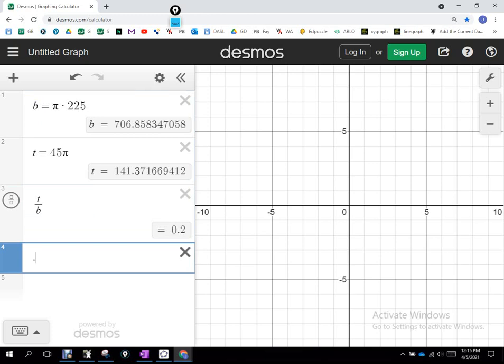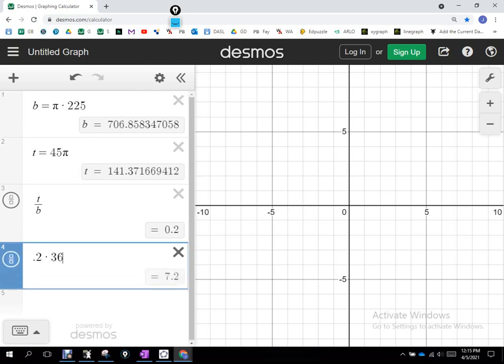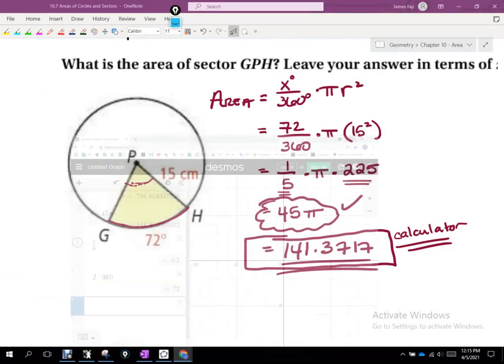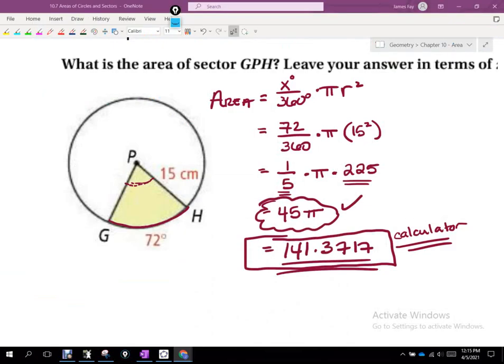Well, let's do this. Let's go 0.2 times 360 degrees. What's that give me? 72, which was a 72 here, right? Okay. So we're showing that we compare this yellow area to the entire area. This is 0.2 of that entire area.